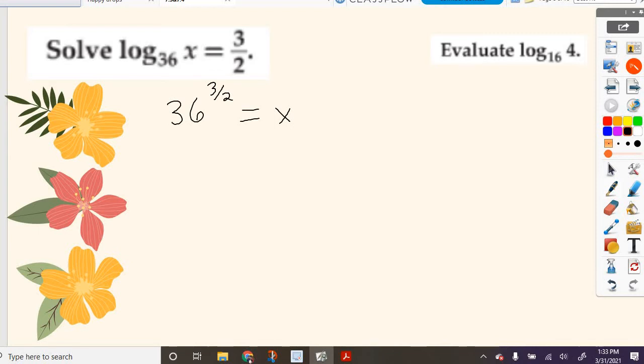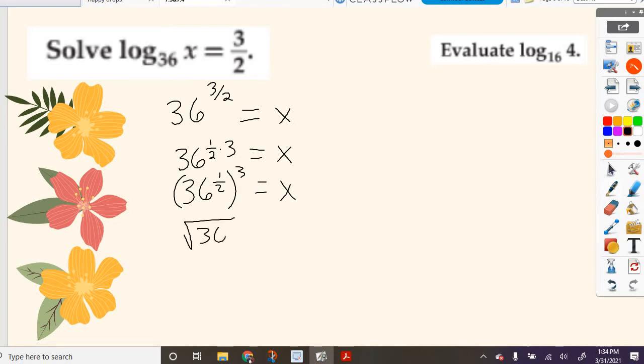Remember that anytime I have a power, we could break this apart. Notice that I have a 1/2 and a 3. And the reason that I do that is because remember, if I raise a power to another power, I multiply. Which also means that if I wanted to break it apart using multiplication, I could. And again, the reason that I did that is because remember that raising something to the 1/2 power is the same thing as taking the square root.